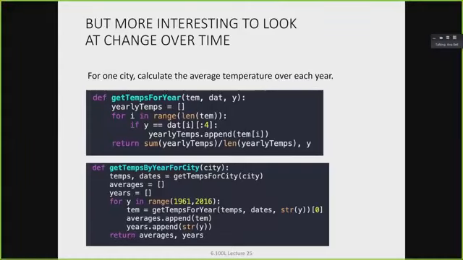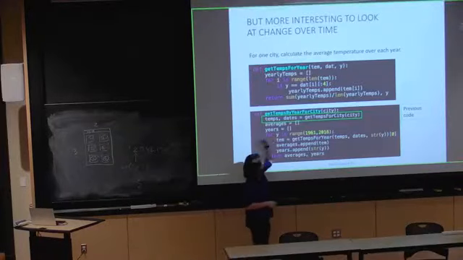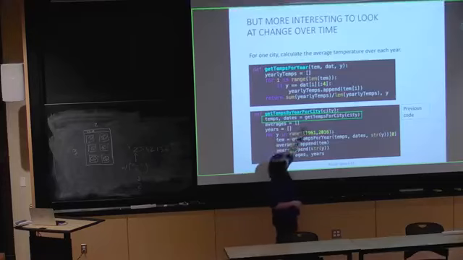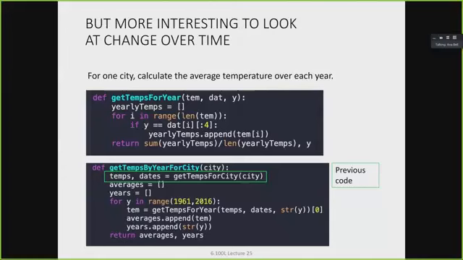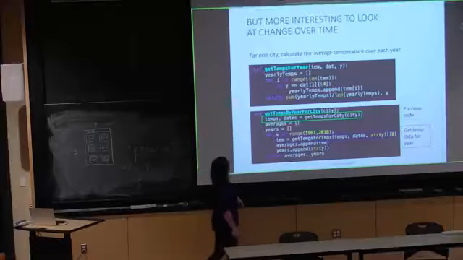I've got get temperatures by year for a city. This is the function that gets run, and it calls the one at the top. So here I've got the code from the previous slide. It gets a list of all the temperatures for a particular city, so over all those 55 years. And then I'm interested in all of these different years. So for each one of these years, I'm going to get a temperature value, right? This get temps for year is the function up there.